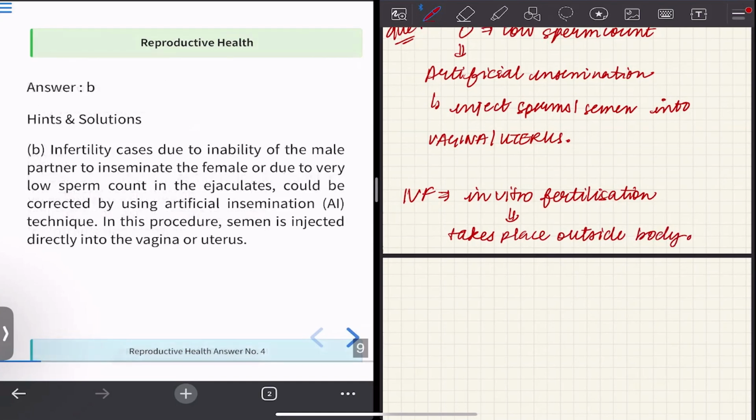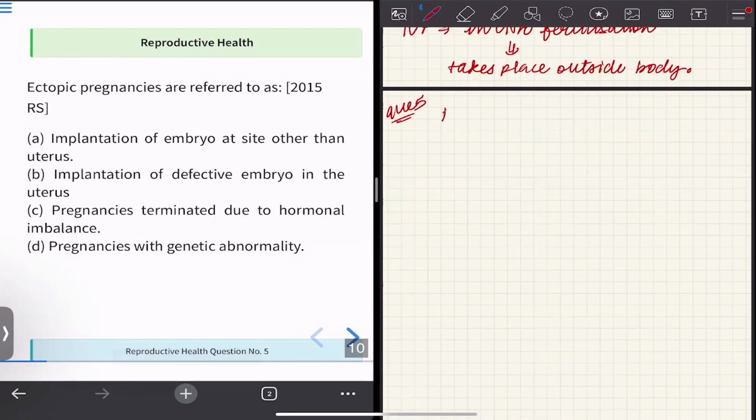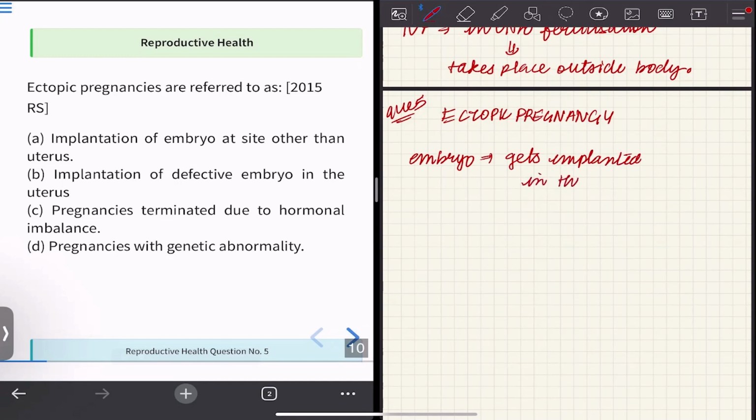Moving on to the next one, we have ectopic pregnancy. So question number 5 is ectopic pregnancy. Ectopic pregnancy is a type of pregnancy. We know that normally, when a female conceives and has a normal pregnancy, the zygote or the embryo gets implanted. Where does the embryo get implanted? It gets implanted in the uterus.